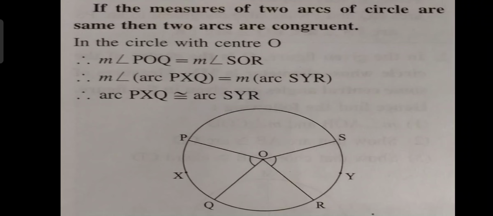So thus we can prove that measure of arc PXQ, which corresponds to the angle POQ, is equal to measure of arc SYR, which corresponds to the angle SOR. Therefore we can prove that arc PXQ is congruent to arc SYR.